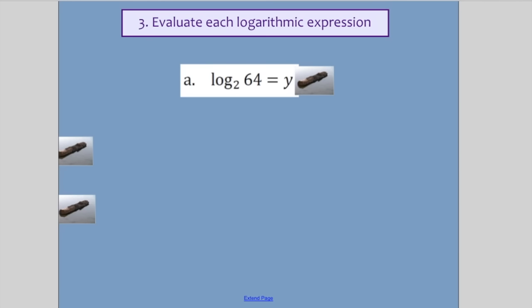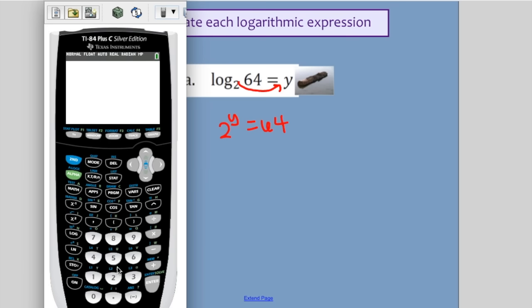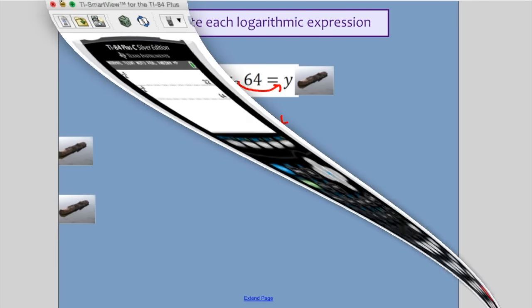So A, it's log base 2 of 64 equals y. So I'd have 2 to the y equals 64. All right, well, we need to figure this out. I'm not really sure. I know 2 to the third is 8. 2 to the fourth is 16. Let's try 2 to the fifth. 32, so 2 to the 6 must be 64. So what does y equal? y equals 6.